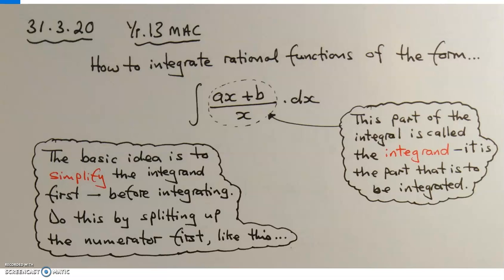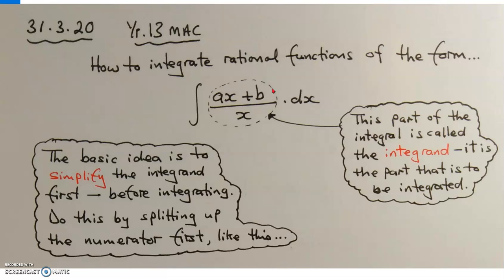Here we go again. Now, I'm going to show you how to integrate rational functions that look like this. Rational means like a fraction, and we have a numerator and a denominator. This thing here that we are trying to integrate is called the integrand. You might read that in some book and not know what it means, but it really means the piece of algebra which is to be integrated.